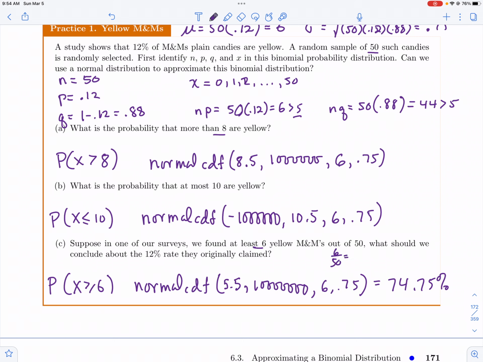then that's the same thing as like 12 out of 100, which would be about the 12% that they're claiming. So the fact that we're getting 74.75% tells us that there's a pretty good chance that their probability really is true. Now, if this would have been really small, like 0.05 or smaller, then that would probably mean that the probability that they're estimating is not realistic in this case. But that 12% seems to be a pretty legit claim if we're getting almost a 75% chance that we're going to get 6 or more M&Ms out of a pool of 50. So that looks really good.